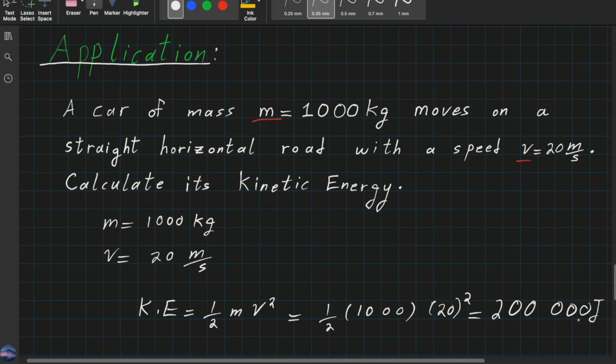Now I'd like you to try the same question, but doubling the velocity of the car, where the velocity becomes 40 meters per second. I'd like you to compute the kinetic energy of the car and verify whether or not the kinetic energy is going to quadruple. It will be 4 times this kinetic energy.